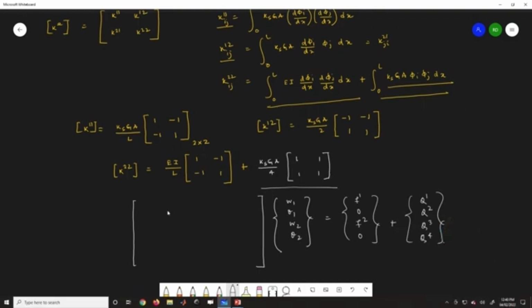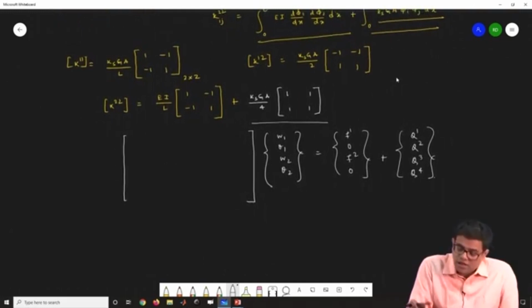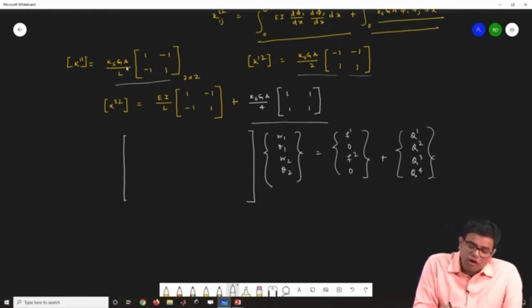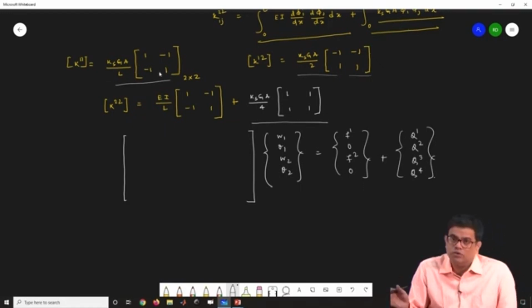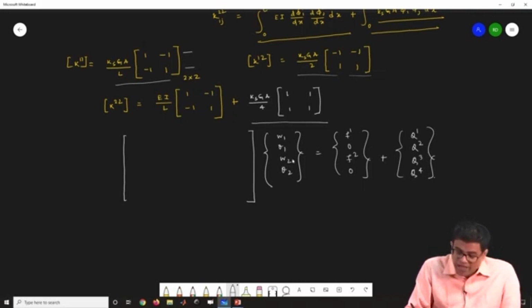Now here I have to just put these block matrices, which will create the 4 by 4 matrix. So if I just put the block matrices, that is this equation, this block matrix, and this block matrix. Now remember that K11 is actually corresponding to W1 and W2. So this will come in the first row and this will come in the third row, because we have arranged the variables in that manner.